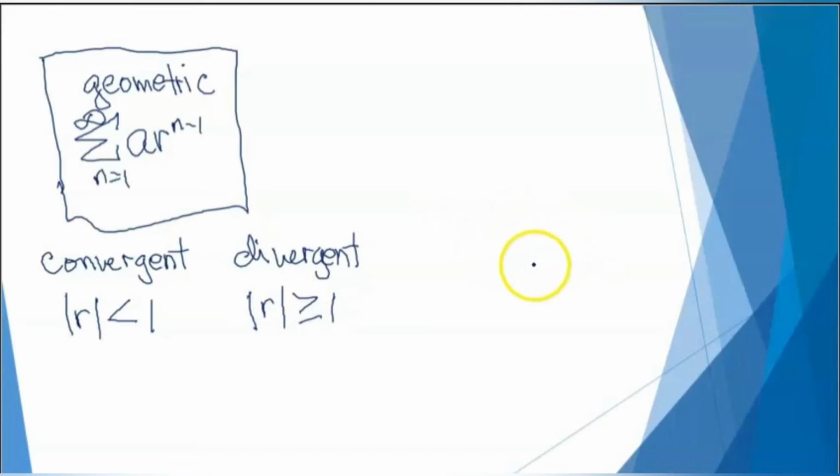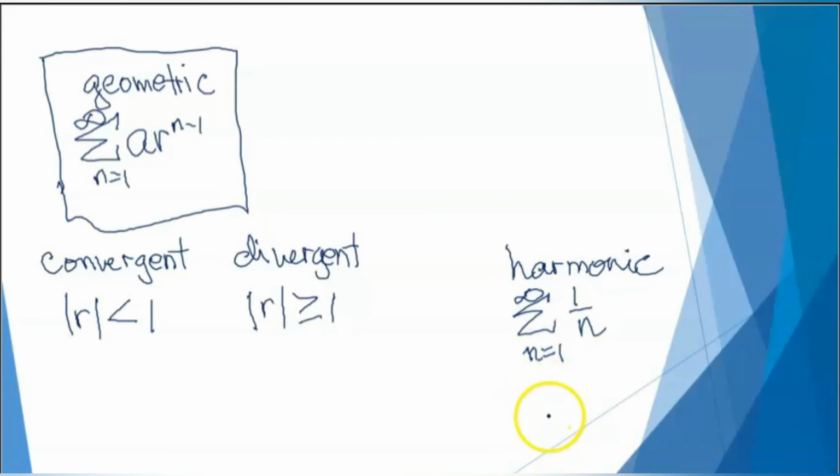We also have the harmonic series, and this is the summation of 1 divided by n, n ranges from 1 to infinity. So this is always divergent. So remember that the harmonic series is divergent.